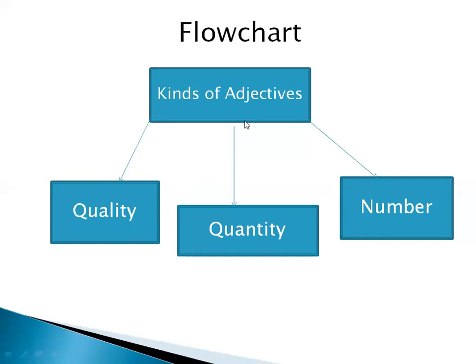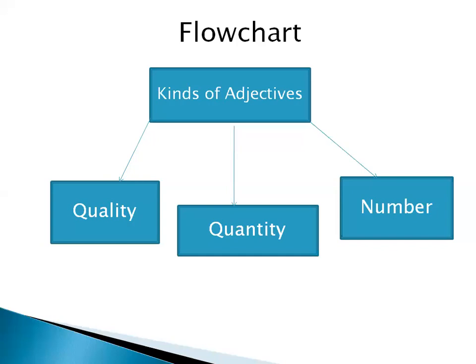Kinds of adjectives: we are having three kinds of adjectives, quality, quantity, and number. Adjective of quality, by its name, is the one in which we are telling the quality of the noun or pronoun. We are describing in a quality form. Then second is the adjective of quantity. In this type of adjective, you will describe the noun or pronoun in terms of quantity, that is how much, or how many.